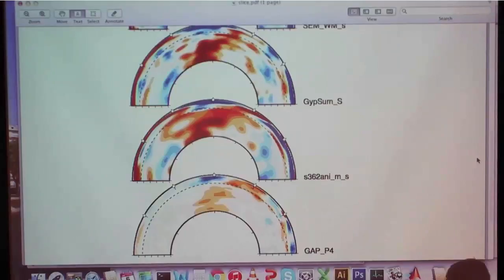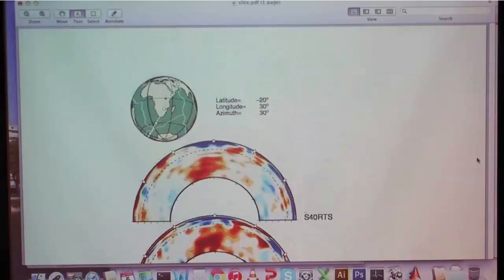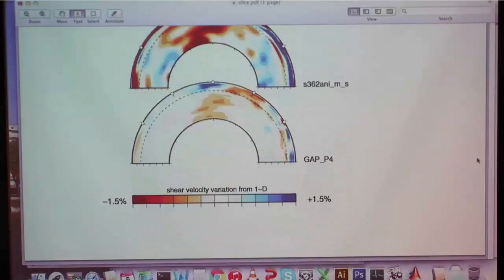Yeah, well, why do you think that is, Thorsten? Sorry, I got off the screen. I think it's data coverage. I think this is a particular slice that's reasonably well covered.